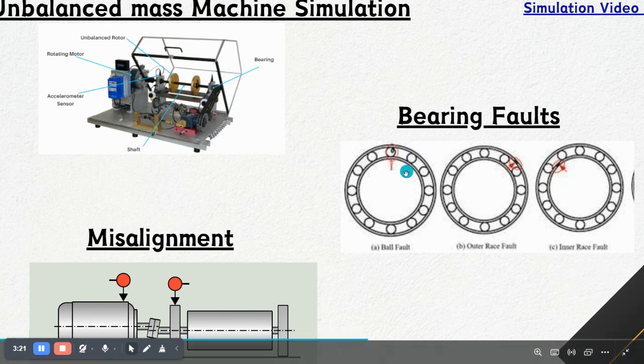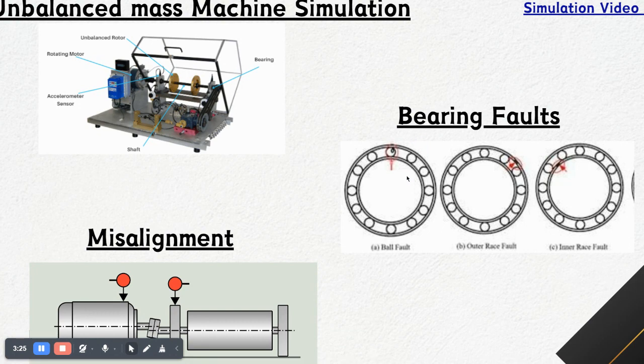The third fault is the bearing fault. As you know, the bearing is an important part of the machine, and a fault in the bearing will cause damage to the machine. There are three kinds of faults which can occur in a bearing. The first one is the ball fault, a fault occurring on a ball. The second is the outer race fault, a fault that may occur in the outer race. The third is the inner race fault, a fault that may occur in the inner part.